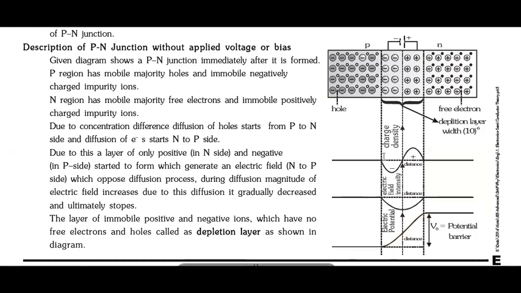Okay, so if you observe this, what is happening over here? Suppose some electrons go from this side to this side. There is movement of electrons from N type to P type. Yes or no, right? That is your diffusion. I'm just talking about diffusion.